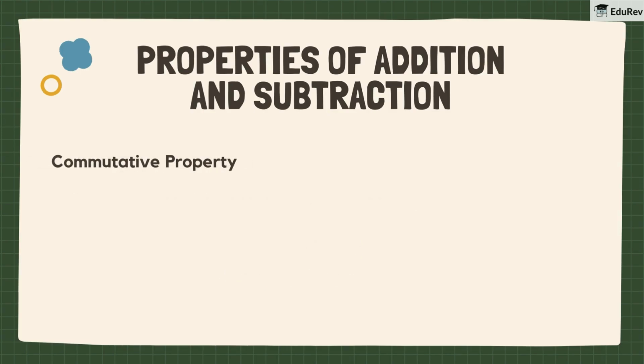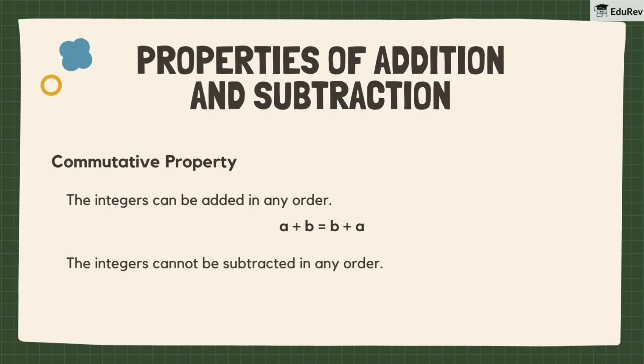Commutative property. When adding integers, it doesn't matter which one comes first, the result is the same. a plus b is always equal to b plus a. However, subtraction is a bit picky. The order matters because subtracting one integer from another doesn't give the same result if we flip them around. So, a minus b is not same as b minus a. Addition is flexible, but subtraction likes to follow the rules.